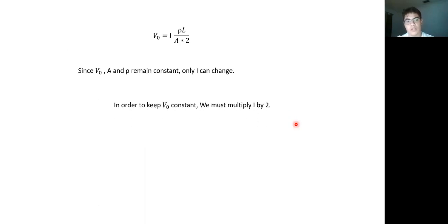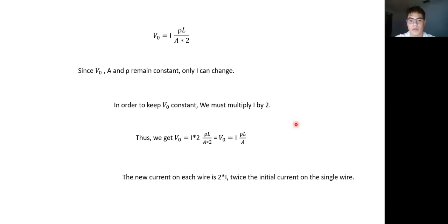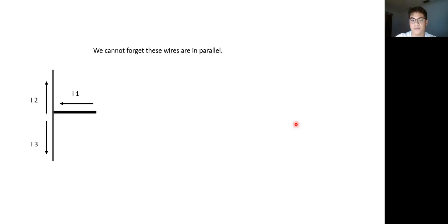So in order to keep the voltage constant, which is supposed to remain constant, we're going to need to multiply the current by 2. So we're going to get this equation again where we multiply the current by 2, we're going to get our initial voltage again. So the new current on each wire when we cut the wires in half is going to be 2 times the initial current on each single wire.